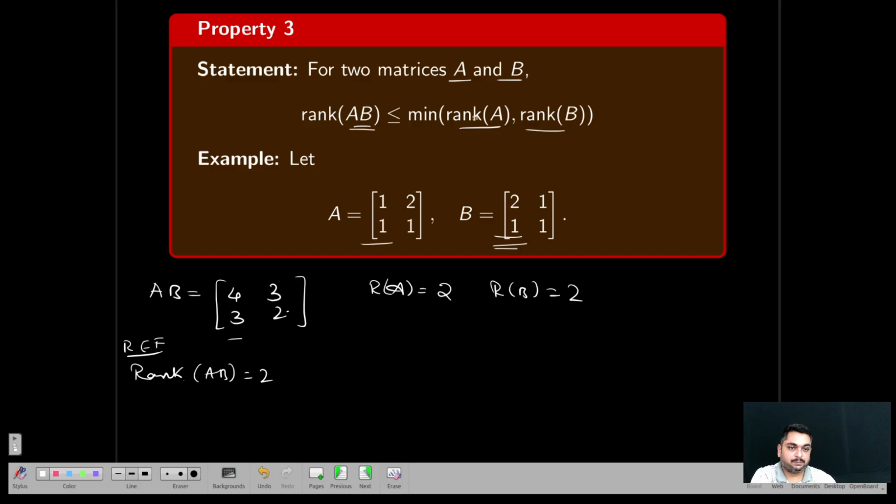So what does that say? Minimum of 2 comma 2. So rank of AB is less than or equal to min of 2 comma 2, that is 2 only. So 2 is less than or equal to 2, verified.